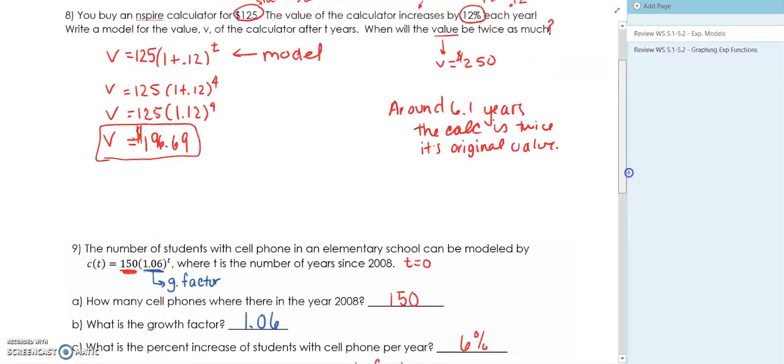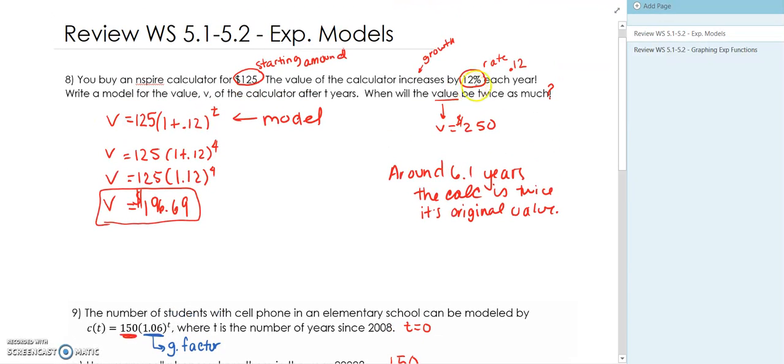One other thing I wanted to touch on is that if we had a decrease in this particular problem, the value decreased, what would have happened is we would have had v equals 125 times 1 minus 0.12 to the t. So if we had a decay or a depreciation, we would have gotten a decimal here. So we would have had 0.88 to the t, and we would have noticed our value going down.